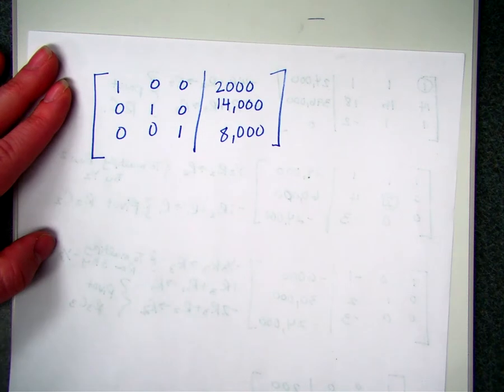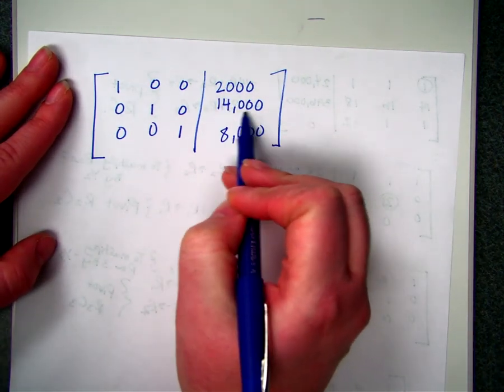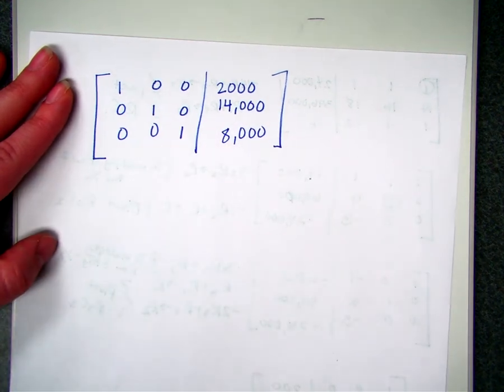So this is the amount of money that you borrowed at 14%. This is the amount of money borrowed at 16%. And this is the amount of money borrowed at 18%.